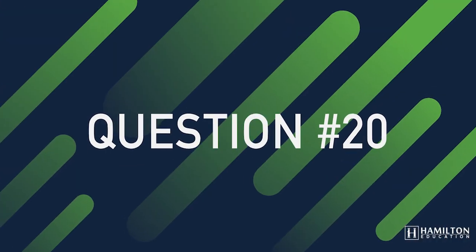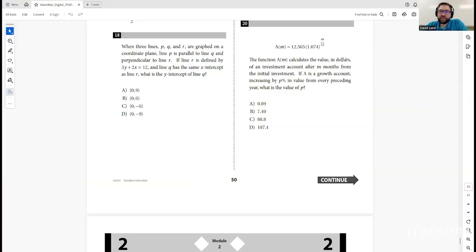Question number 20. The function A of m calculates the value in dollars of an investment account after m months from the initial investment. If A is a growth account increasing by p% from every preceding year, what is the value for p? Well, again, it has months here. So what I'm going to do is make my modeling. So we have M and A here. It also says every preceding year. So actually, maybe I want to include the years here too. So let's erase that.